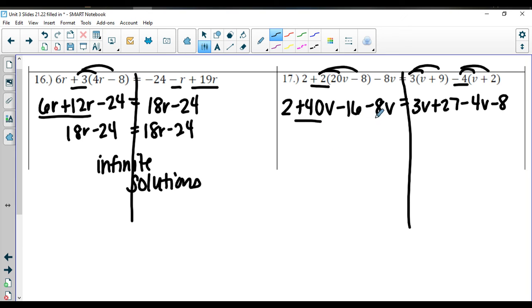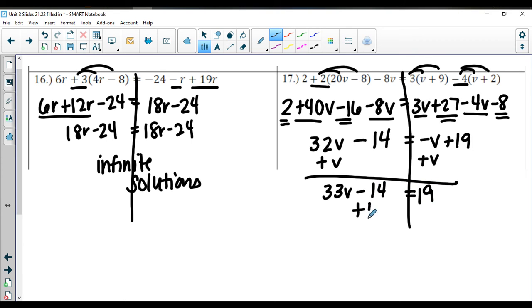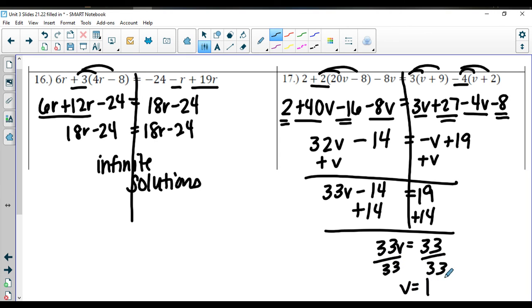Okay, combining like terms, positive 40, negative 8, that's going to give me 32v. 2 and a negative 16 will give me negative 14. Over here, 3v minus 4v will give me negative v. Positive 27 minus 8 is going to give me positive 19. I'm going to go ahead and move this minus v, so add v to both sides. 33v minus 14 equals 19. Adding 14 on both sides, I'm going to get 33v equals 33. So divide by 33, and we just get v equals 1.